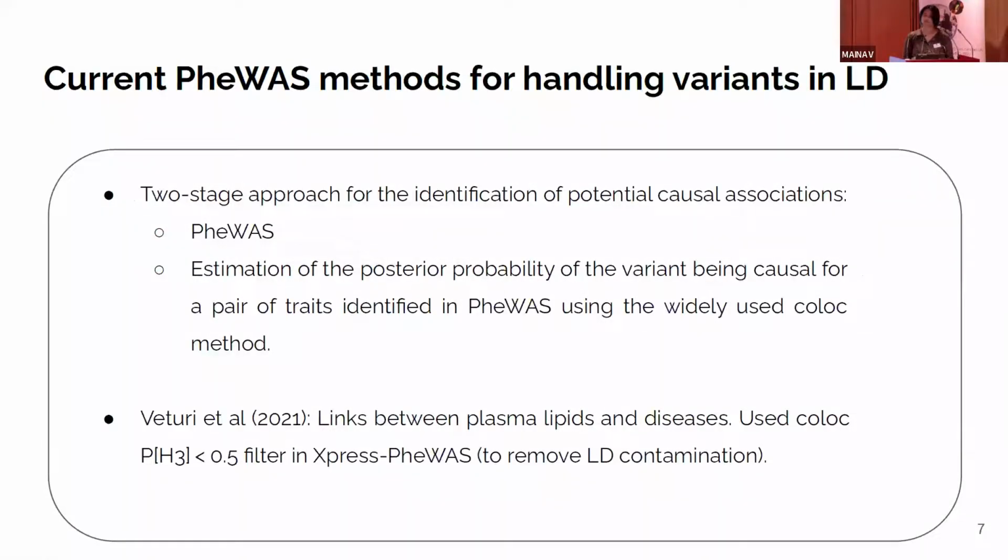So what are the current PheWAS approaches to combat the LD confounding? There is a two-stage approach. PheWAS is performed first, and following that, they estimate the posterior probability of the variant being causal for a pair of traits. This is the basis of the widely used COLOC method. This was also done by Veturi and colleagues, where they developed a unified framework to study links between plasma lipids and diseases. This framework included GWAS, TWAS, PheWAS, and Mendelian randomization. Within the PheWAS part, they used COLOC to remove LD contamination.